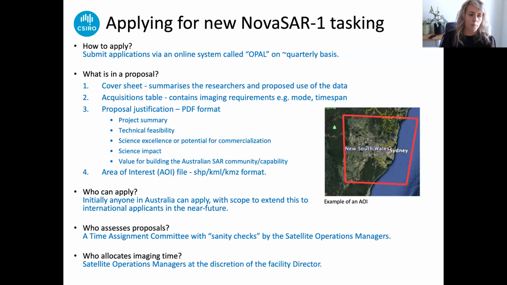So who can apply via Opal? Initially, anybody in Australia can apply, and there is scope to extend this to the international community in the near future if the demand allows. A time assignment committee is in place to assess proposals, and anybody who receives data from NovaSAR through the Opal system will be obligated to join this time assignment committee and help to assess future proposals. There'll also be a sanity check stage by the satellite operation managers to ensure that what is being requested is feasible. The actual imaging time is then allocated by the satellite operation managers at the discretion of the facility director.